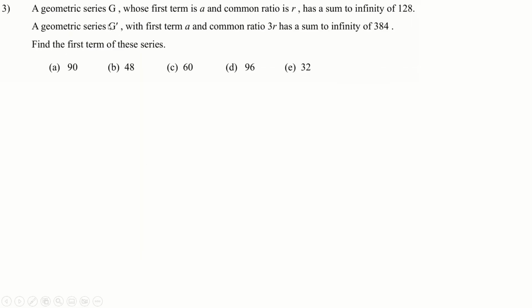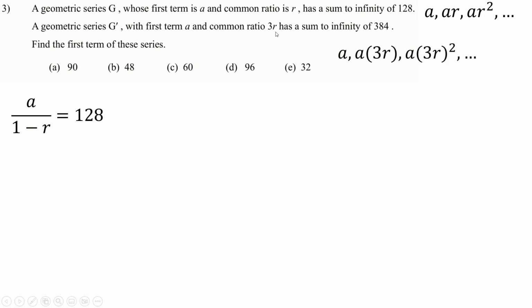Another geometric series here, which we'll call this, I guess, goes ar squared, and so on. A over 1 minus r here is 128, so we'll put that down. A second geometric series starts at a and has common ratio 3r, so it goes a times 3r, a times 3r squared, and so on, which I guess simplifies to that. We don't really need to know that, because we can just say a over 1 minus 3r is 384. And again, we're just solving this for a. It's a simultaneous equation. What's the least painful way of solving this for a?